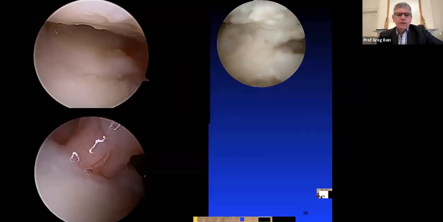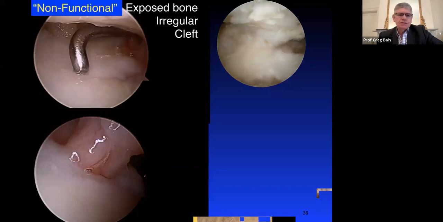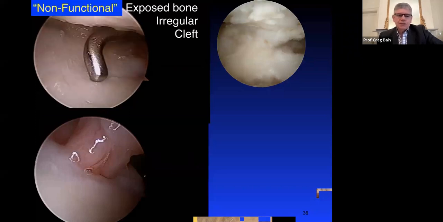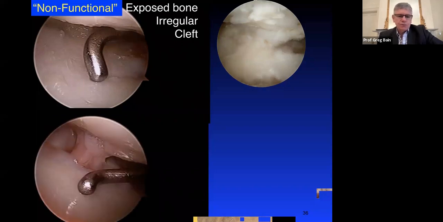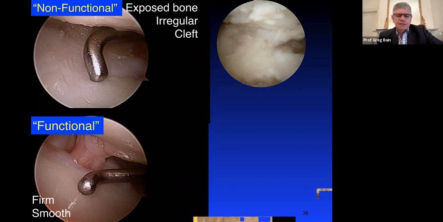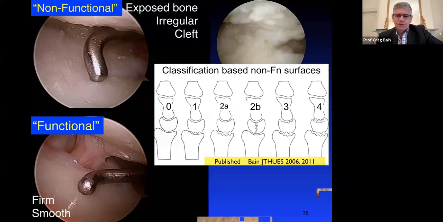our results. So if we have a look at this example on the top left of a patient with Kienbock's disease, we can see that this bone's exposed, it's irregular, there's clefting. We would refer to this as a non-functional articulation. If we look at the image on the bottom left, we can see that the articulation is smooth, it's glistening, it feels normal. We would refer to this as a functional articulation. This is another example where there's ulceration and sclerosis. Clearly, this is not going to be a very functional unit.